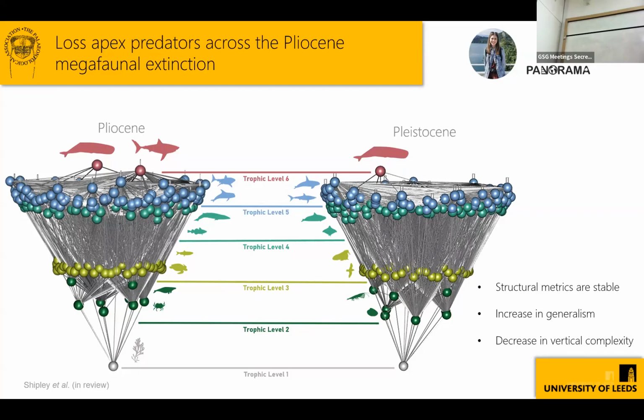Across the extinction event, we lose a lot from the top trophic levels. It's a megafaunal extinction, so big stuff goes extinct, mostly from trophic levels 4, 5, and 6. But again, our broad scale structural metrics are fairly stable. It doesn't really do that much to community structure because we've got enough of everything from each level. We do see a decrease in vertical complexity because we're losing so much from the top of the food web. That's obviously going to influence the number of food chains and the mean trophic level of the entire community. And again, we see that increase in generalism. So it seems to be our specialists that are selected against across this event.